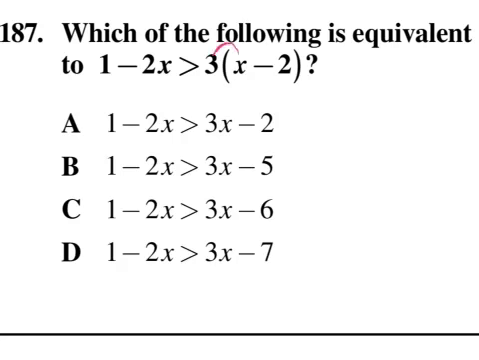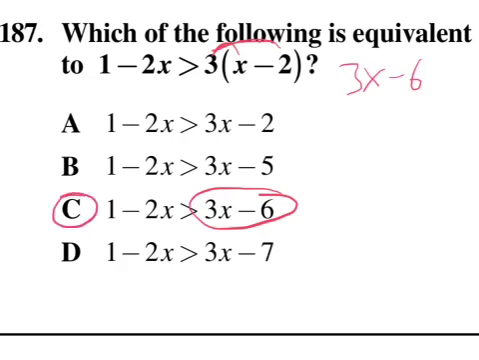So you're going to multiply that times that, which is 3x. And then 3 times negative 2 is negative 6. Does that look like this right here? The left side stayed the same, so it's C. Don't have to go any farther. There's no solving. Just find the step that's next.